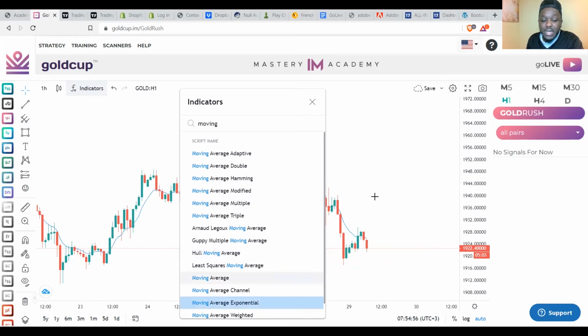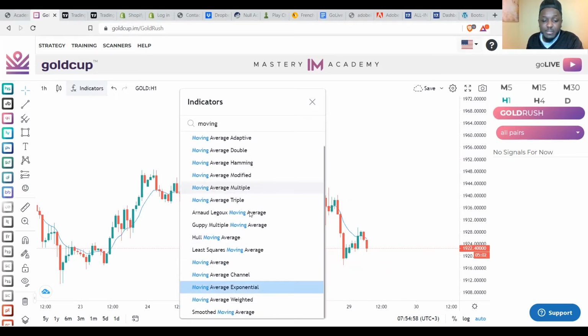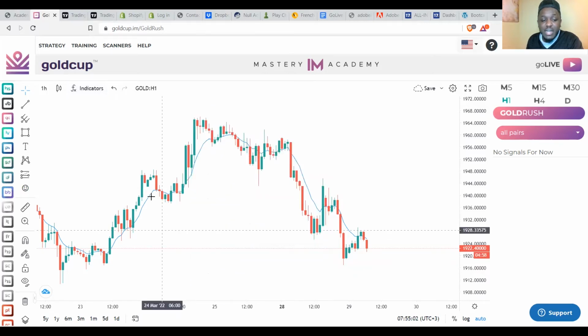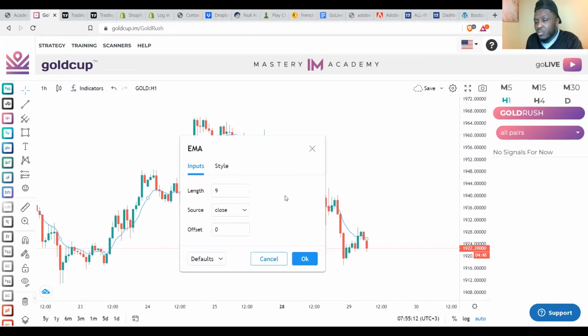So the moment I came down here and clicked exponential moving average, you can see that it has given me a blue line in the background. You can already see it there. If you double click on it, or is it a right click? It should give you the options right here. And I'm going to change this to a 50.